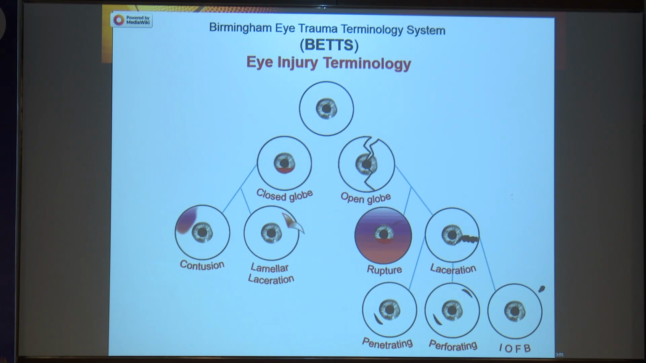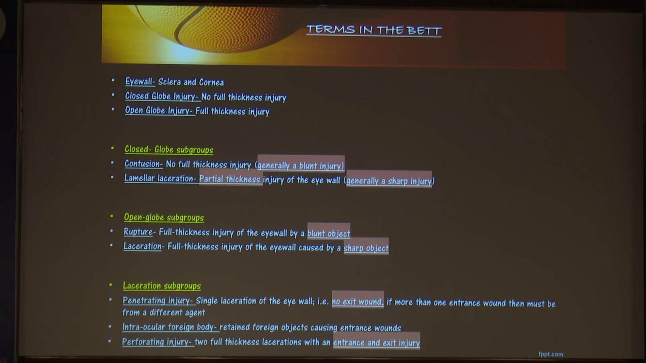The closed globe was the contusion and the lamellar lacerations, and the open globe injuries were rupture and laceration, which was again further divided into penetrating, perforating, and intraocular foreign bodies. So the terms in BETS were closed globe injuries, where there was no full thickness injury, and open globe, which was a full thickness injury. Closed globe was divided into contusion and lamellar.